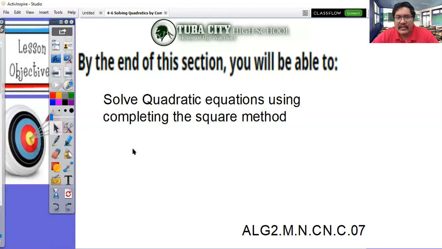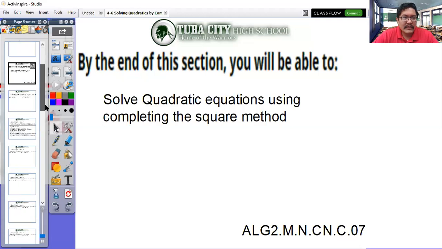So, solve quadratic equations using completing the square method. All right, so let's see, completing the square. I'm not sure if we've ever done that before, but just a quick recap, we've also used factoring. So you can solve a quadratic equation by factoring. And basically, again, just a quick recap on what solving a quadratic means.